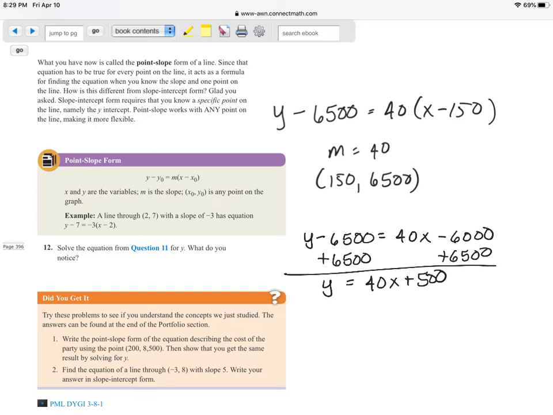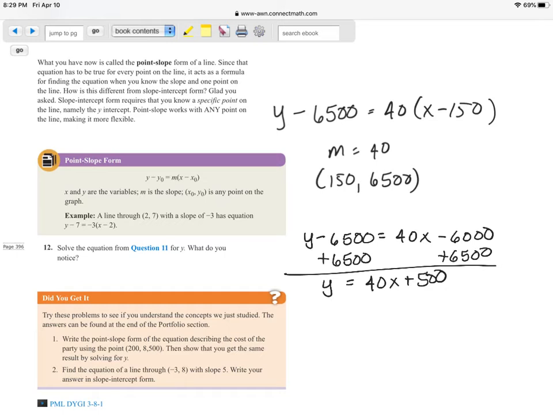All right, and I noticed that that is the same line that we got from number 7 when we wrote the equation of our line using the form y equals mx plus b, slope-intercept form. Okay, let's go and do the did you get it. Just try these problems to see if you understand the concepts we just studied.